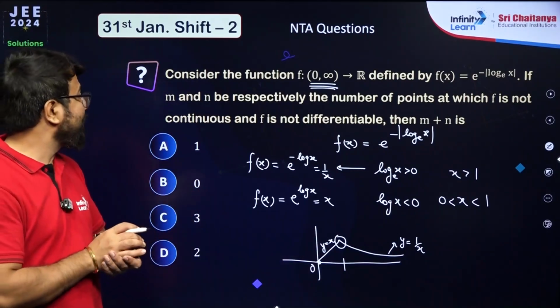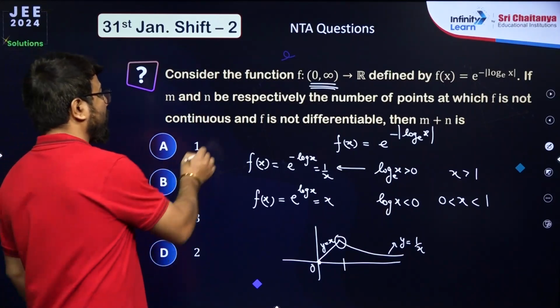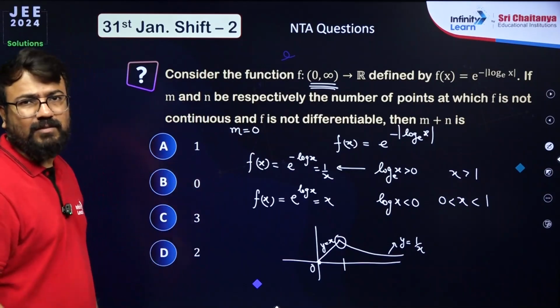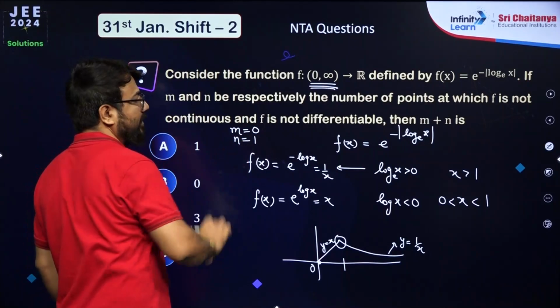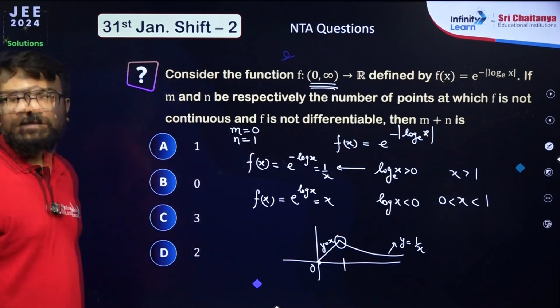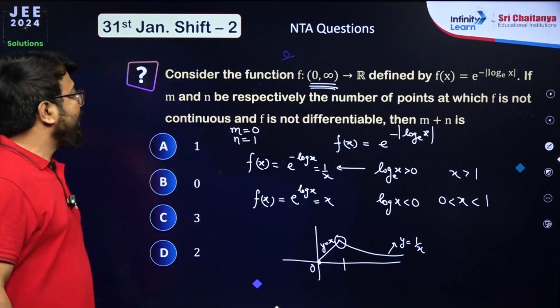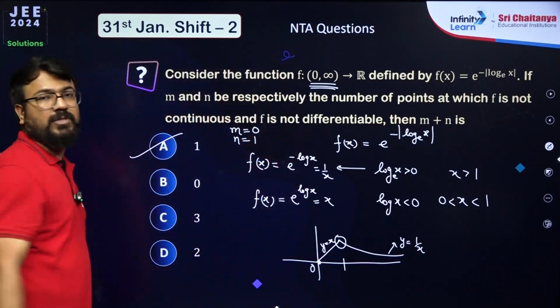So how many points are there where the function is not continuous? Not continuous means m will be 0, because none of the points is discontinuous. And a single point is there where this function is non-differentiable, because f is non-differentiable at one point. So n value will be 1. m plus n will be 0 plus 1. That is, option A will be the final answer.